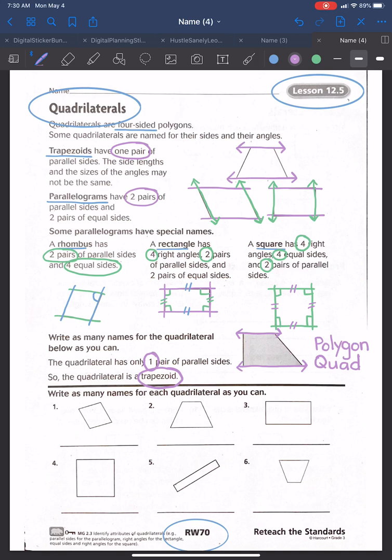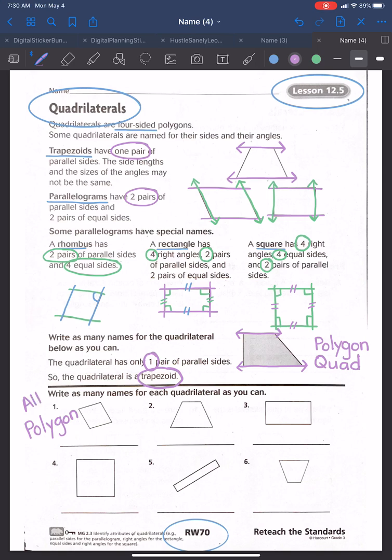All right, for numbers 1 through 6, we are going to write as many names as we can for each quadrilateral. Now, we already know that each one of these quadrilaterals is a polygon. So we can write that every single one is a polygon. We look at them, there's no circles, all these shapes have sides, all of these shapes have angles. All of these shapes are also closed. They are all polygons, every last one of them.